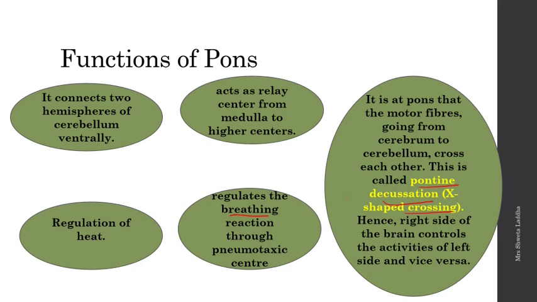So motor nerves are crossing at the pons, which are going from the cerebrum to the cerebellum, and therefore the right side of the brain controls the activities of the left side and vice versa. So these are the functions of the pons.